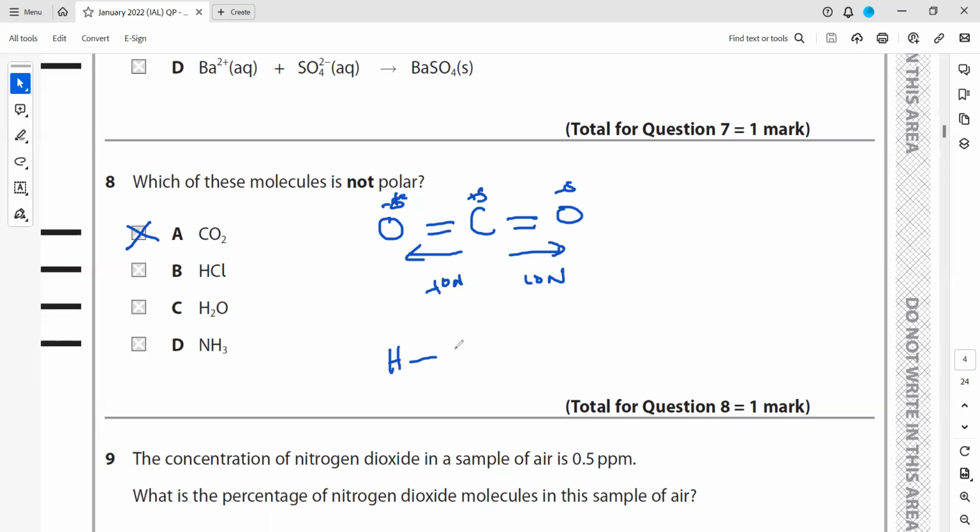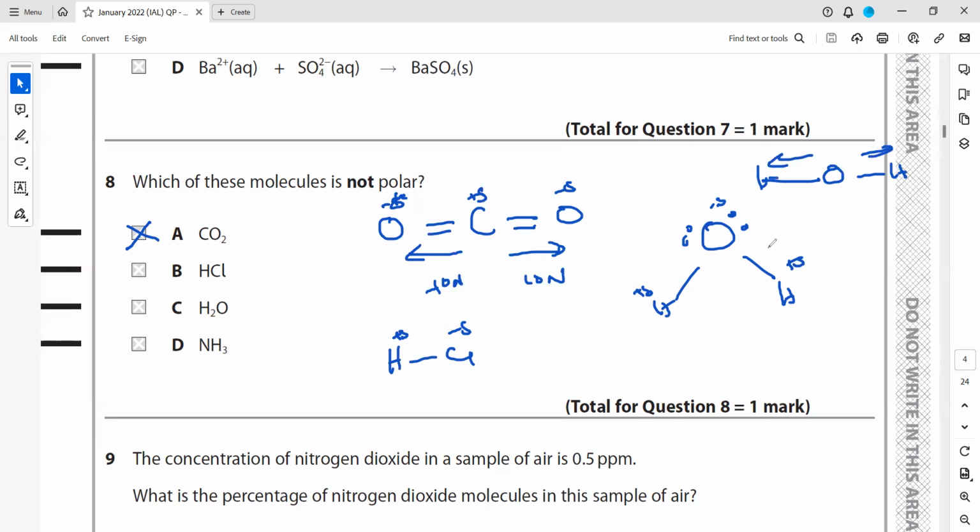About HCl, because of H and Cl, this will be partial positive and negative. Bonds are polar, and the molecule is also polar. In the case of a water molecule, because it has a bent or V-shaped structure, the partial negative and positive charges don't cancel each other out. If it was linear, like carbon dioxide, then they could cancel out. But it is bent, so the two hydrogens are not able to cancel out the effect of each other. Same thing for ammonia. One of them is into the plane, one is out of the plane, so they are not able to cancel out the effect of each other. So that's why A is the right answer.